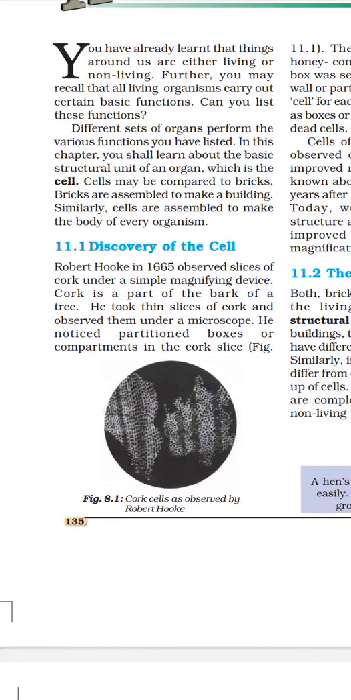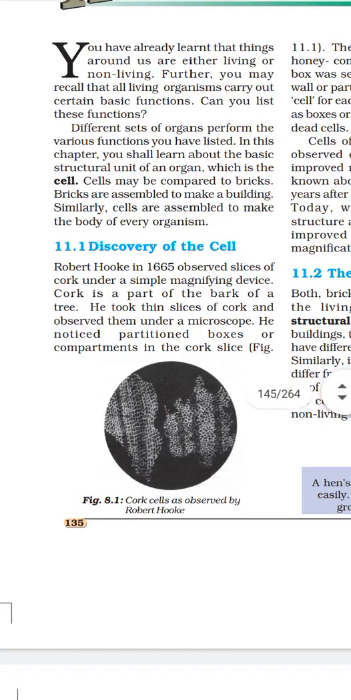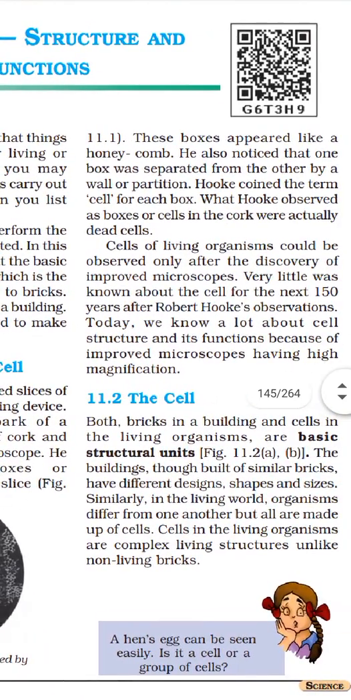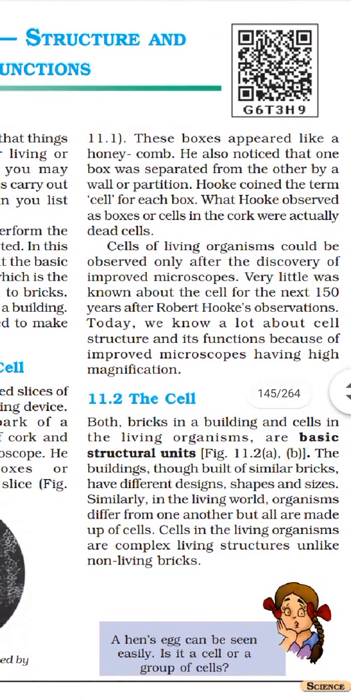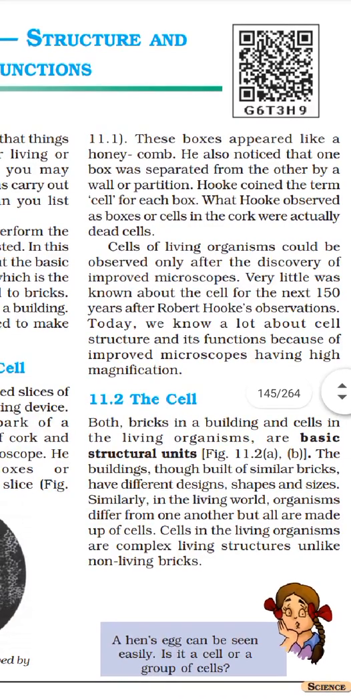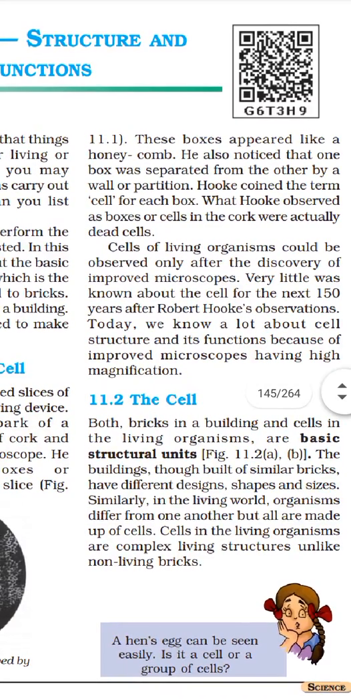Robert Hooke in 1665 observed the slice of cork under a simple magnifying device. Cork is a part of a bark of a tree. He took thin slices of cork and observed them in microscope. He noticed partition boxes or compartments in the cork slice. These boxes appeared like a honeycomb. He also noticed that one box was separated from the other by a wall or partition. Hooke coined the term cell for each box.